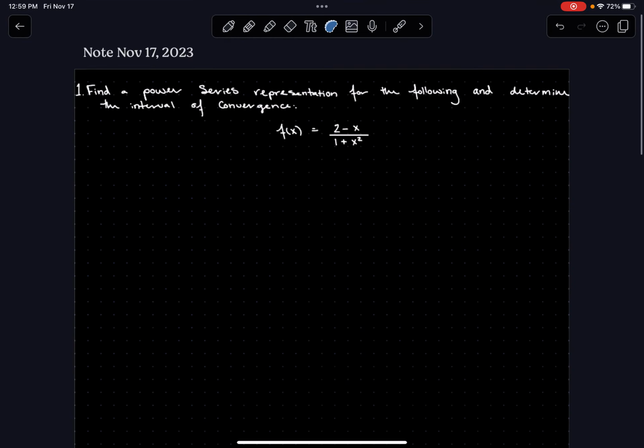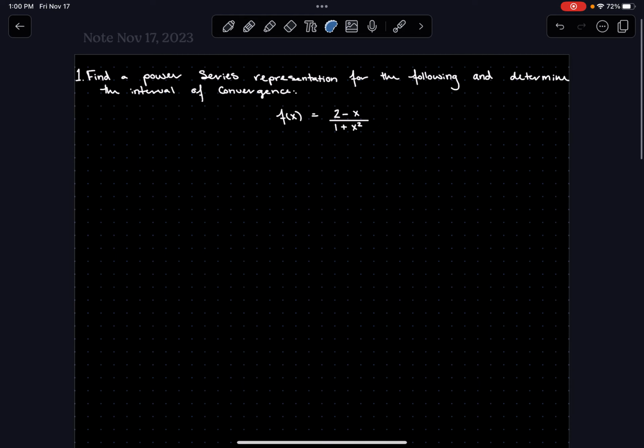Okay, so I had a question about finding the power series representation for this function and determining the interval of convergence. This is problem 1 on your worksheet. So let's go through and do this. This function looks a lot like the function 1 over 1 minus x. It kind of has a similar flavor to it. So we want to use that to go ahead and write our power series.